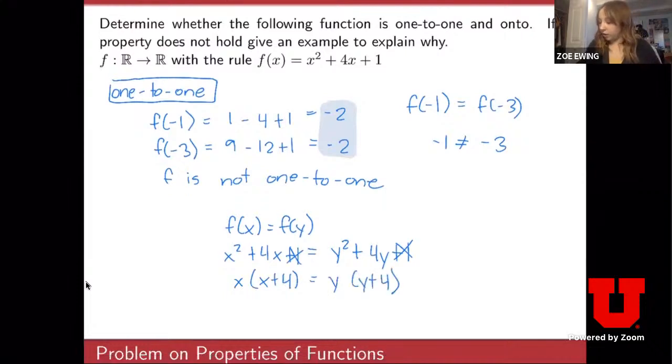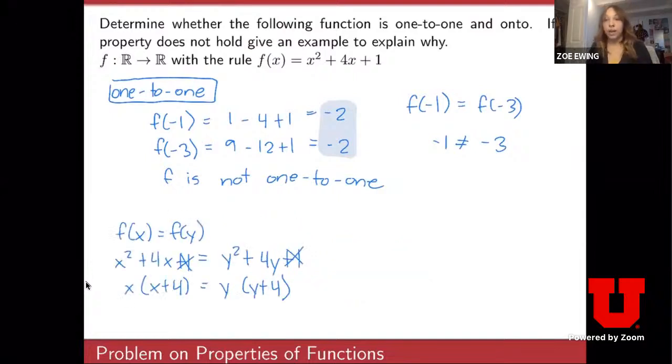And this factorization leads to 4 cases. So either x equals y, x plus 4 equals y plus 4, x equals y plus 4, and x plus 4 equals y. And these last two are where we're going to run into problems because this shows that x and y are not equal. Does that make sense?